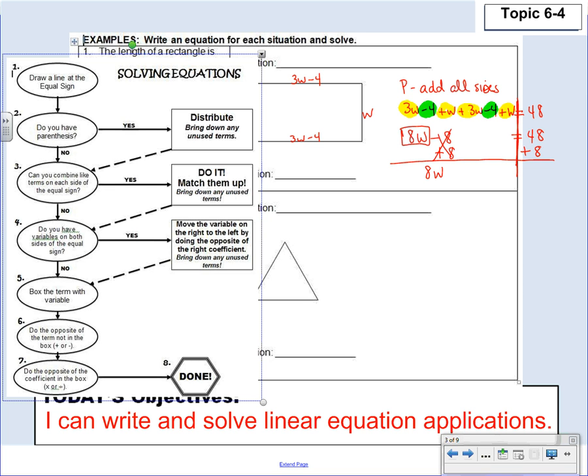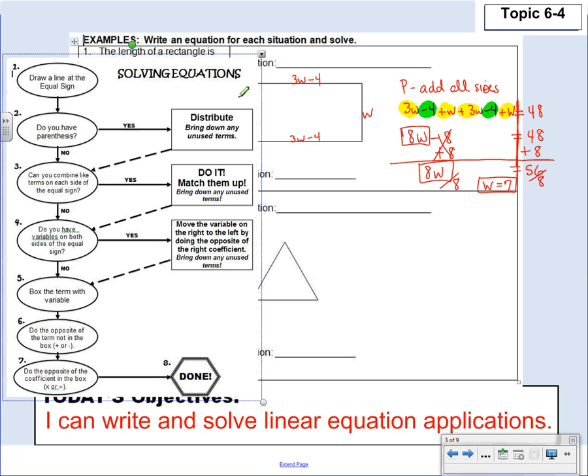8w is still in the box, and 48 plus 8 is 56. Step 7, do the opposite of the coefficient in the box. We have 8 times w, so the opposite would be divided by. We're going to divide by the number that's in the box, and that will give us that w is equal to 7.